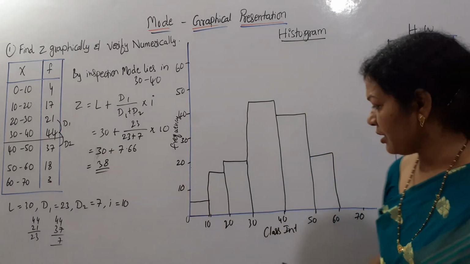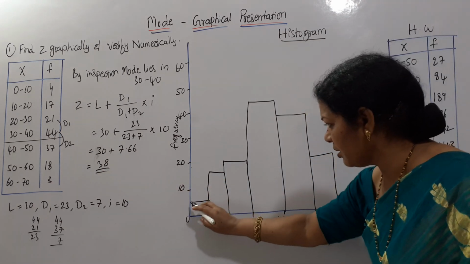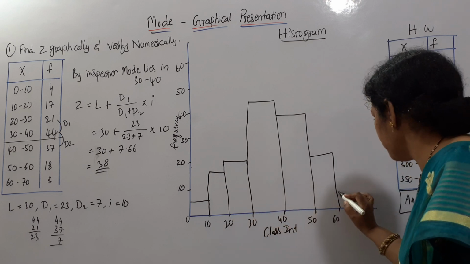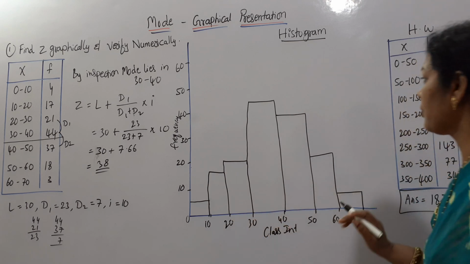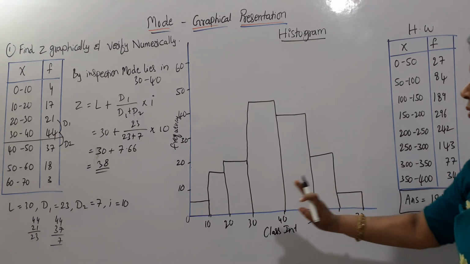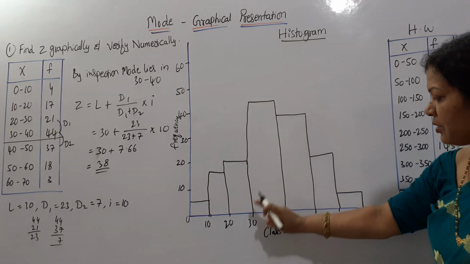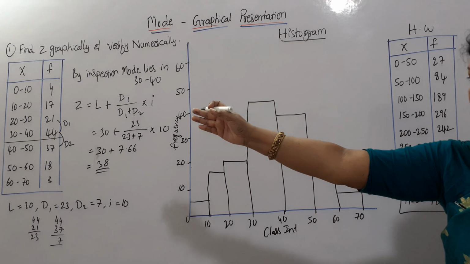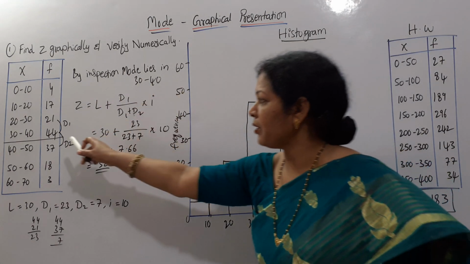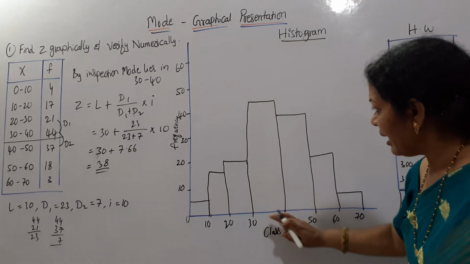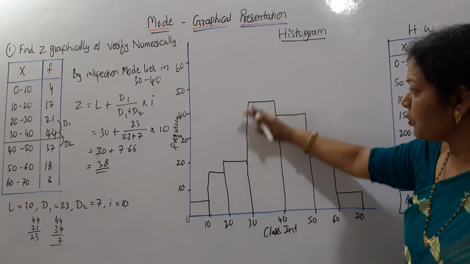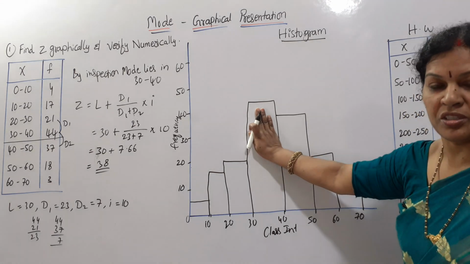Next, 60 to 70 is 3. This is 5. 3 means somewhere here. So like this, bars we have drawn. Now after this, what are we going to do? Highest bar is this one, 30 to 40. By inspection also we have said already mode lies in 30 to 40. So this we have chosen.